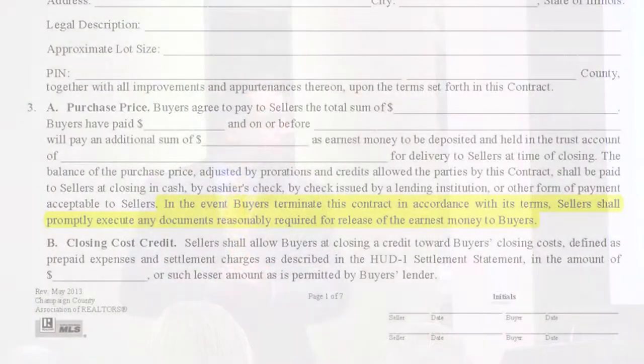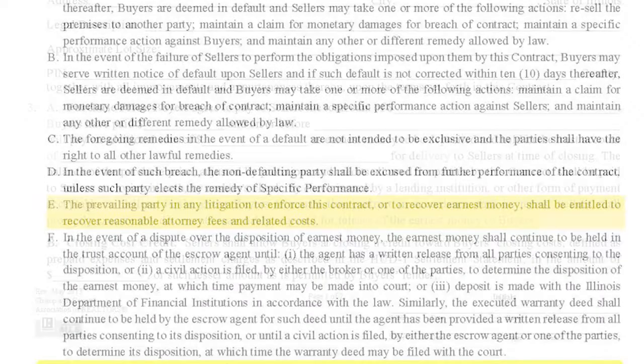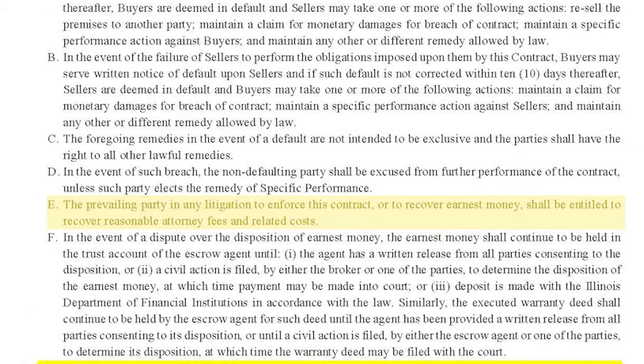I've highlighted a new provision here. In the event that buyers terminate this contract in accordance with its terms, sellers shall promptly execute any documents reasonably required for the release of the earnest money to buyers. And elsewhere in the contract, it actually says that any attorney's costs and court costs associated with chasing down the earnest money for release are going to be borne by that seller who's failing to sign the release. Okay? Any questions on that?